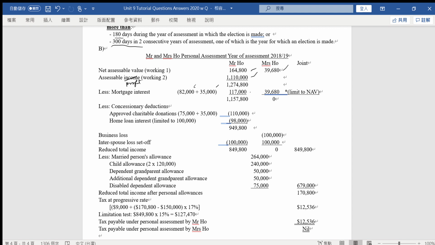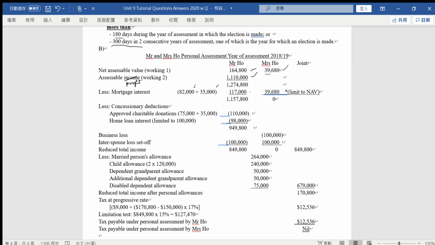44,000. But that is the net assessable value, right? That's why that is limited to 39,680. And because of that, it doesn't have any assessable income for Mrs. Ho. What is left behind is Mr. Ho only. Okay, then we'll calculate.